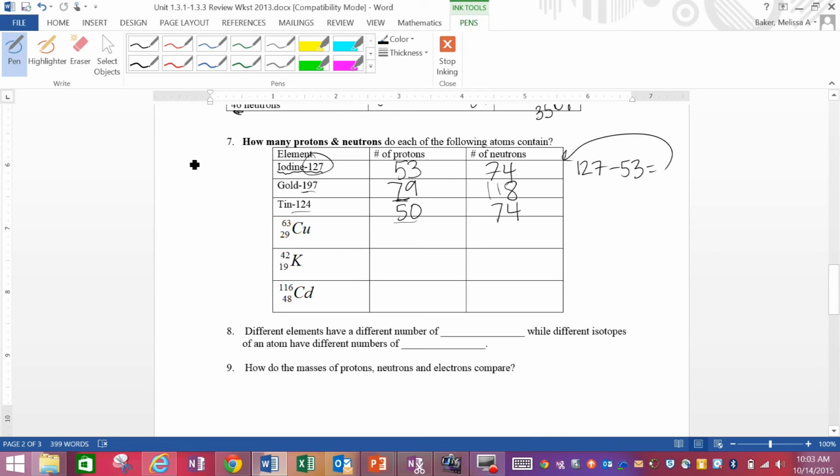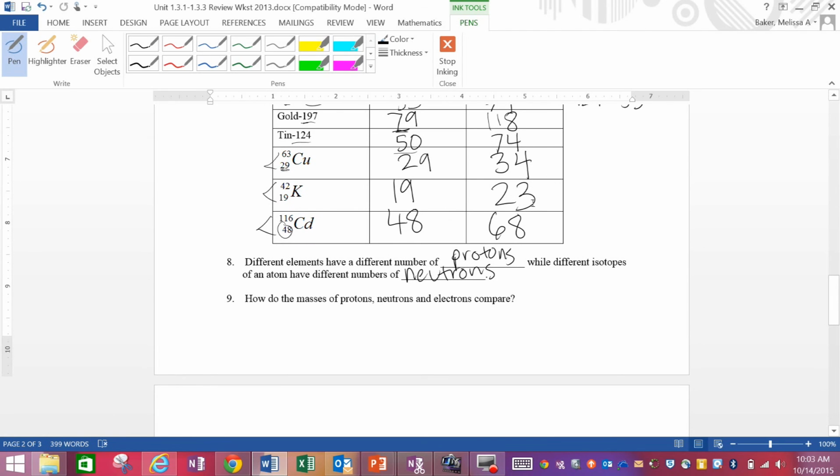Okay, and then these are a little easier because you don't even have to look it up. It tells you copper's number 29. 63 minus 29 to get the number of neutrons, 34. Again, this is number 19. Mass number minus number of protons is 23 neutrons. And the last one, it tells you it's number 48. 116 minus 48 is 68. Different elements have different numbers of protons, while different isotopes have different numbers of neutrons.